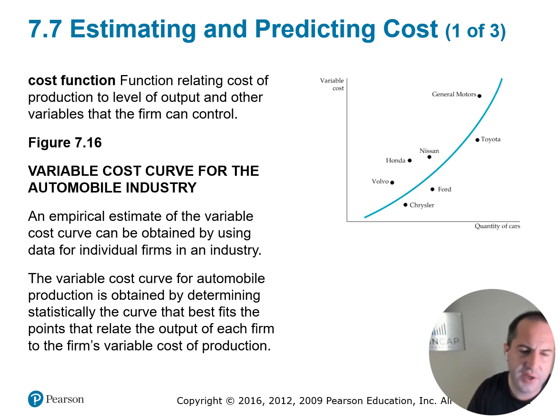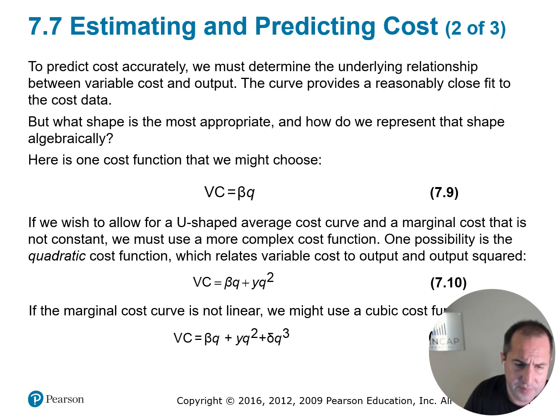Cost function relating the cost of production to level of output and other variables that a firm can control. So there's just a good visual of who has higher variable costs versus the quantity of the cars. To predict costs accurately, we must determine the underlying relationship between variable cost and output. The curve provides a reasonably close fit to the data, but which shape is the most appropriate? And how do we represent the shape algebraically? This would be it right here. Variable cost equals beta times quantity.